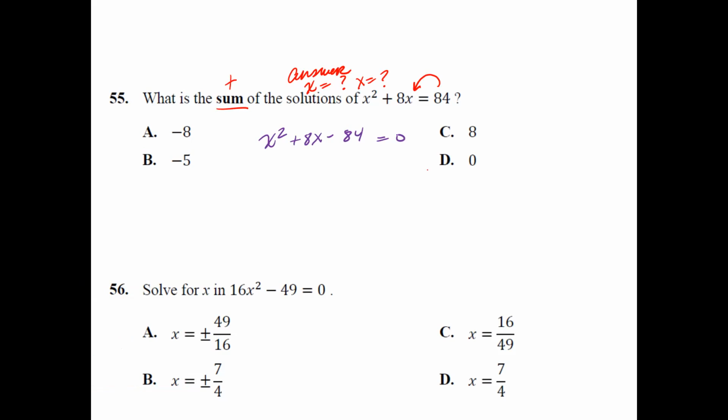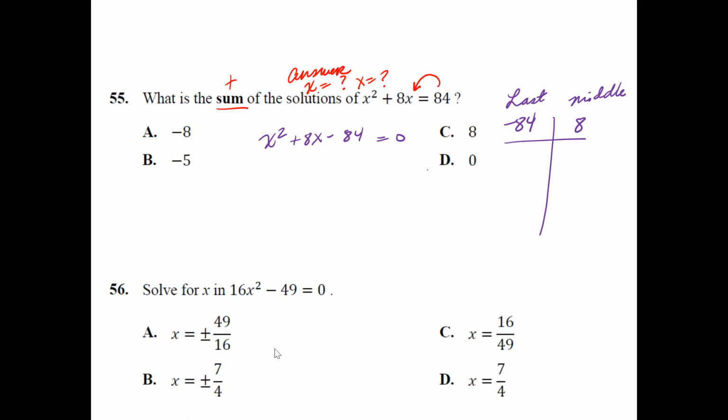Then from there, remember, you got to create a chart. This part is going to be your last. This right here on the right is going to be your middle number. Your last number is 84. Your middle number is a positive 8. So you got to ask yourself, what times what gives me a negative 84, but when I add it together, it gives me a positive 8.